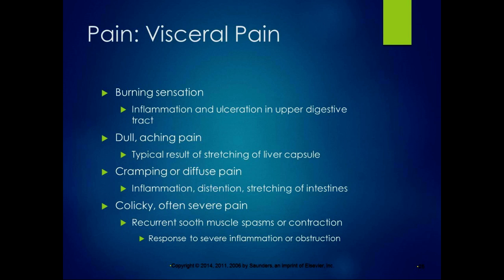A dull aching pain can result of stretching of the liver capsule. So stretching of the liver capsule can be caused by an enlarged liver, or trauma and injury. Cramping or diffuse pain can be caused by inflammation, distension, or stretching of the intestines. And colicky, often severe pain, is caused by recurrent smooth muscle spasms or contractions. And a lot of times it's a response to obstruction or severe inflammation. So visceral pain is something, there are definitely symptoms that need to be paid attention to.